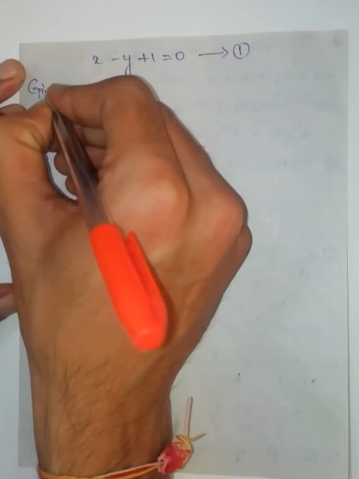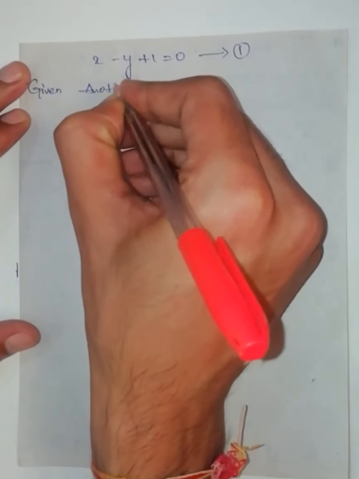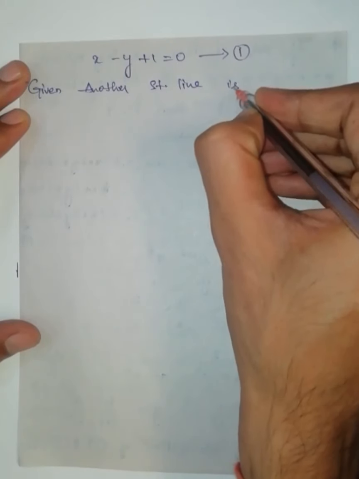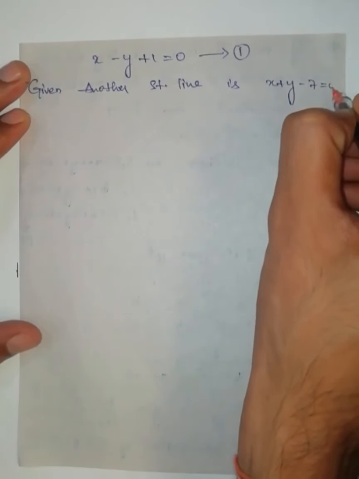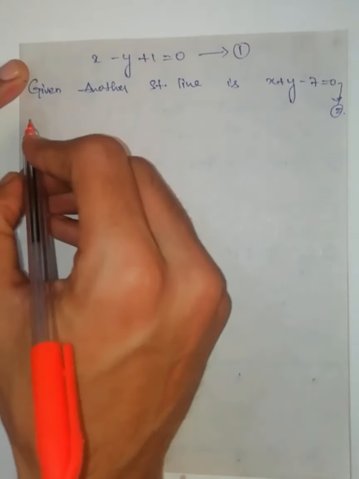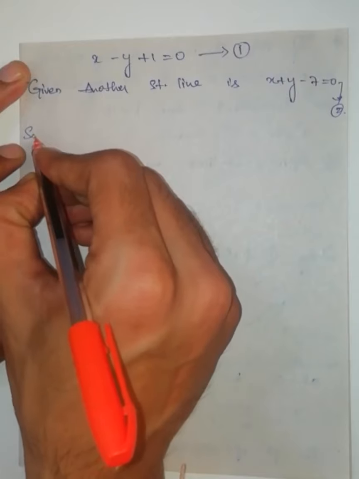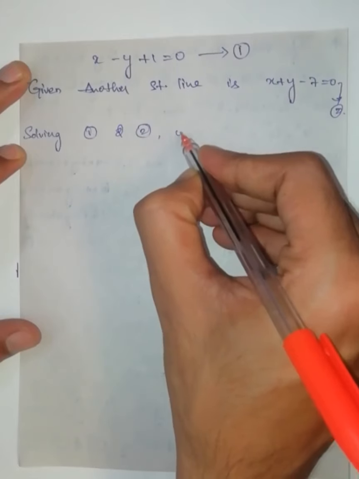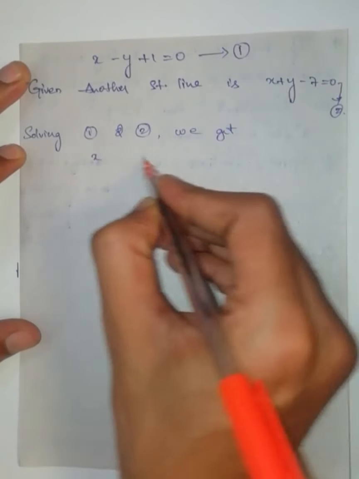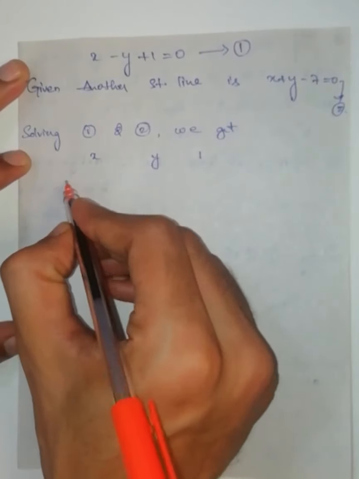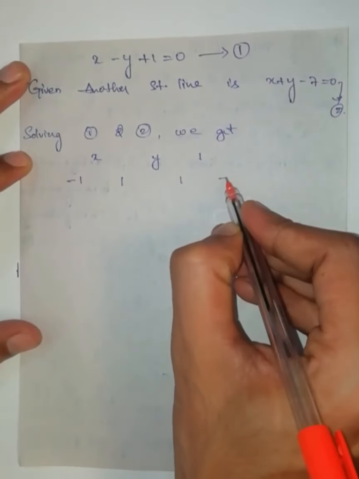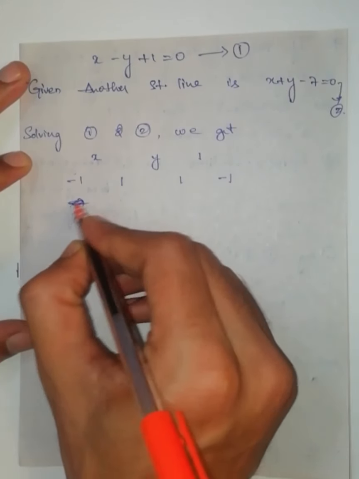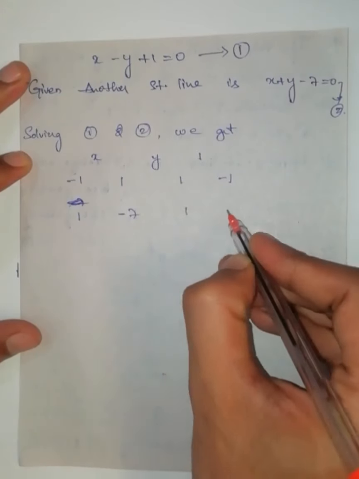Given another straight line is x plus y minus 7 is equal to 0. Let us take equation number 2. Solving equation number 1 and 2, we get x, y, 1. From equation number 1, minus 1, 1, 1, minus 1. From equation number 2, minus 7, 1, minus 7, 1, 1.